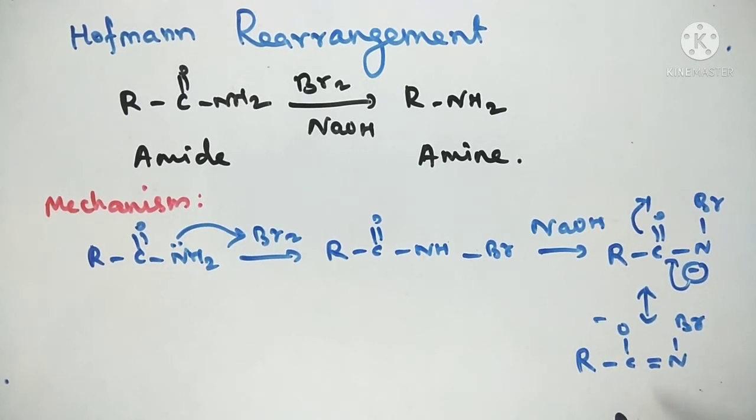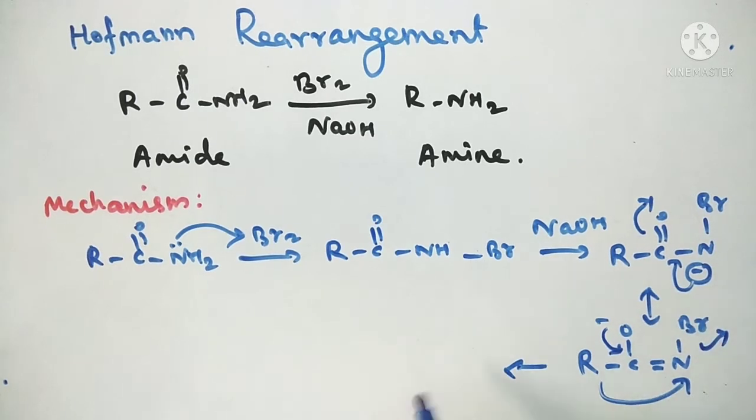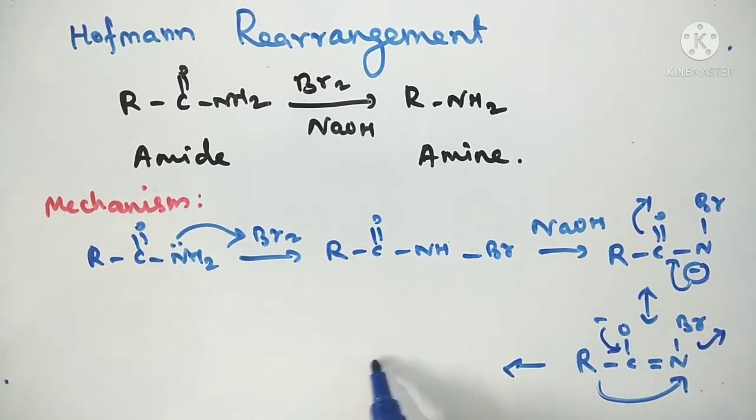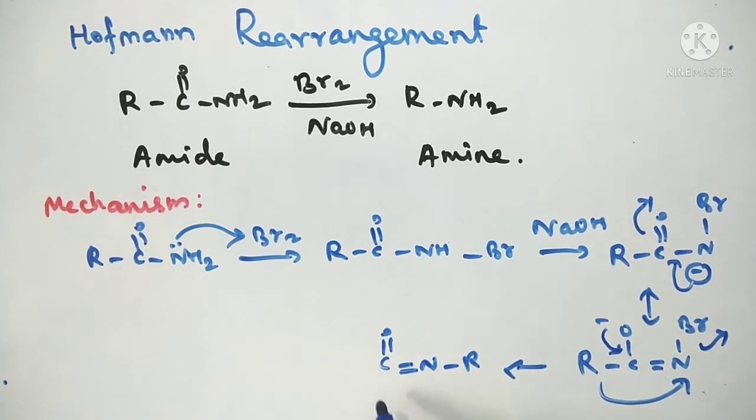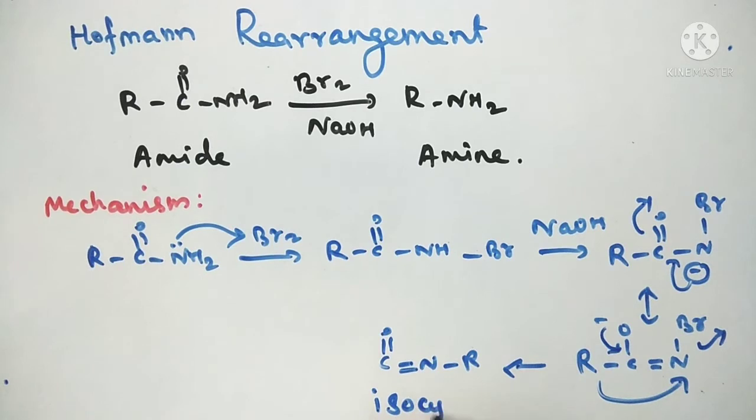The next step is the elimination of bromine as well as migration of the alkyl or aryl group to the electron deficient nitrogen. So what you will get is C double bond O bond, double bond N bond R. This is isocyanate.